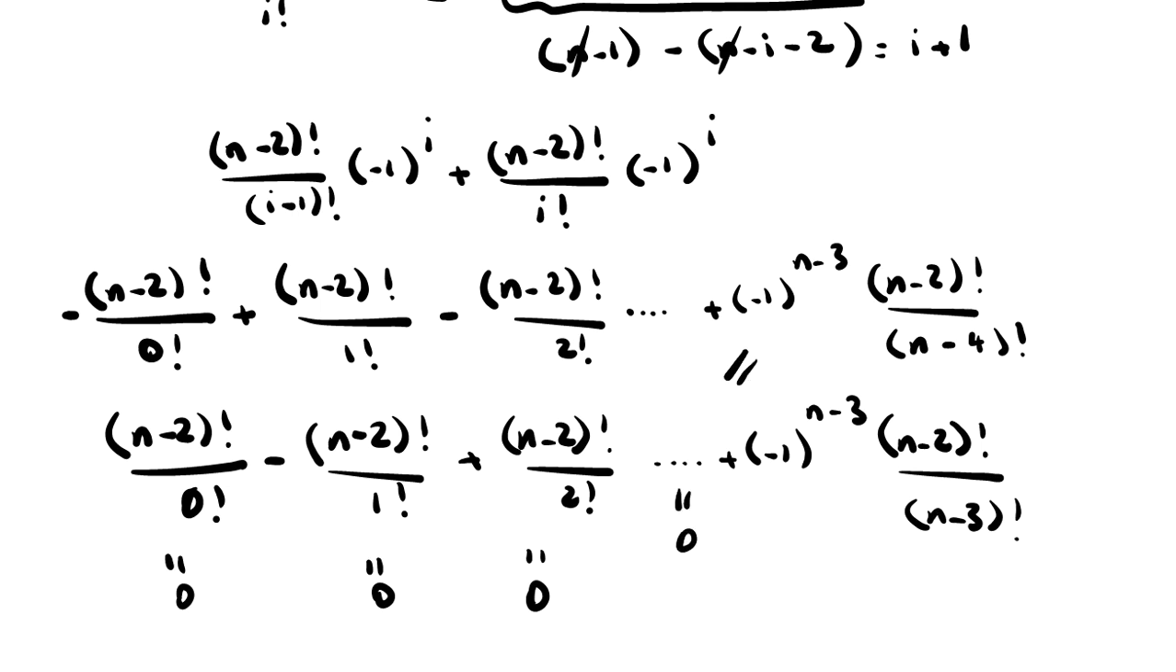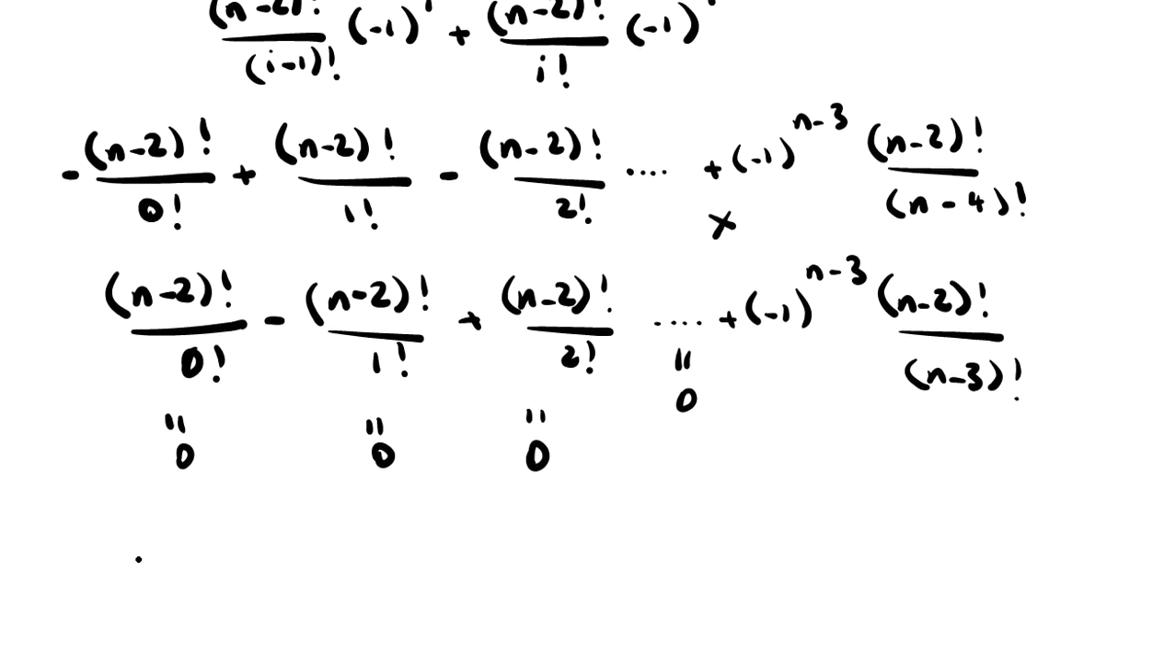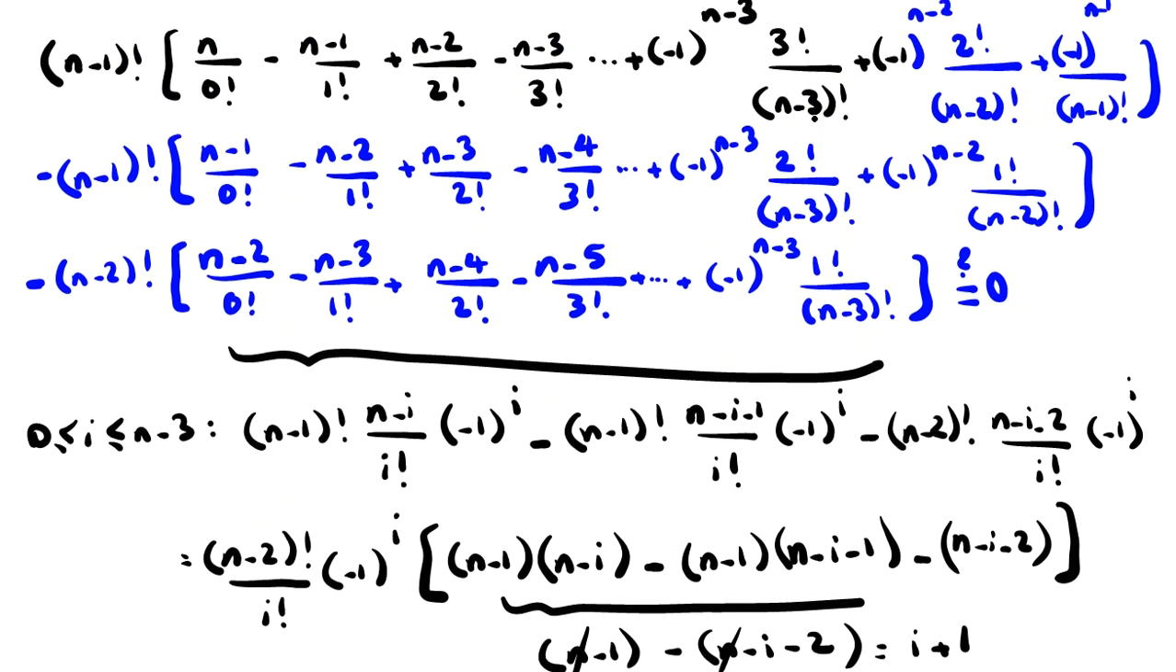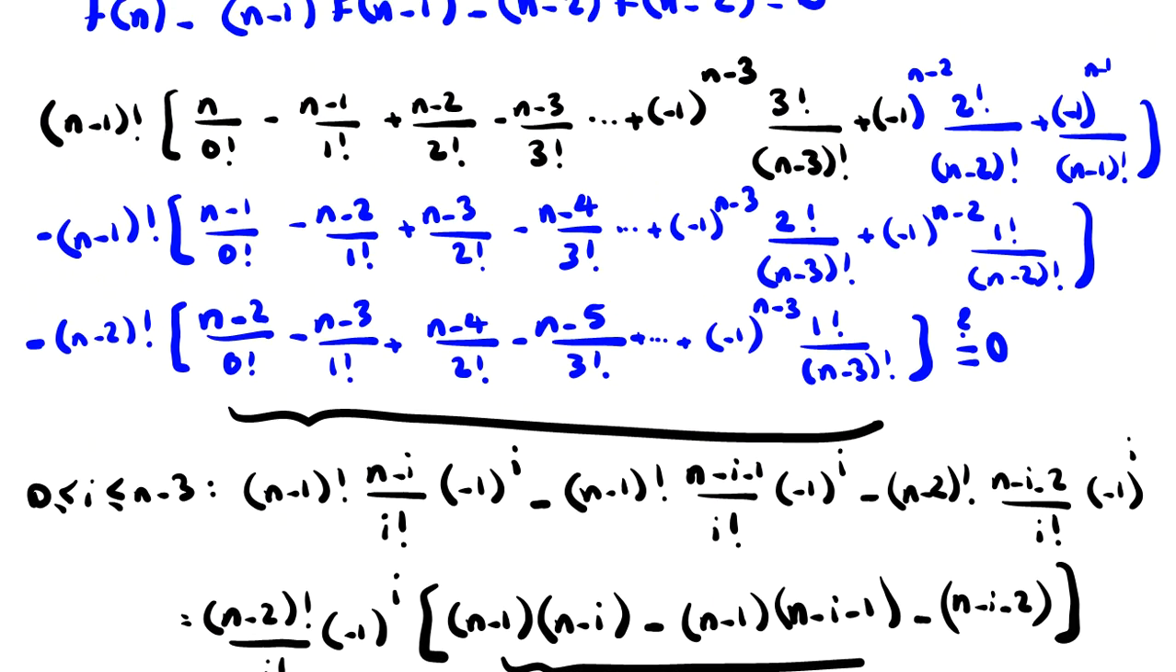And let me add the previous term, the last term. So what is left here? Negative 1, n minus 3, n minus 2 factorial over n minus 3 factorial. Now, we considered only these three columns. The cases that are left are these cases. Let me copy them.